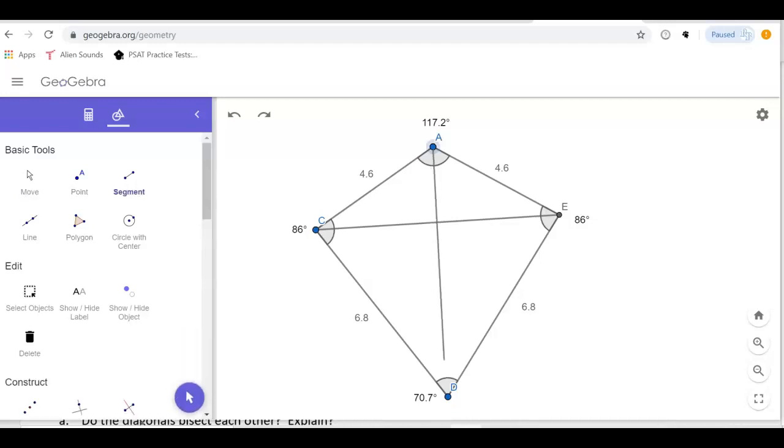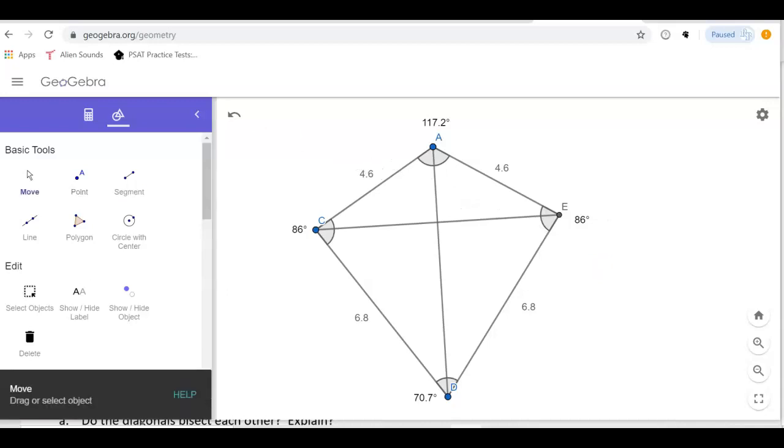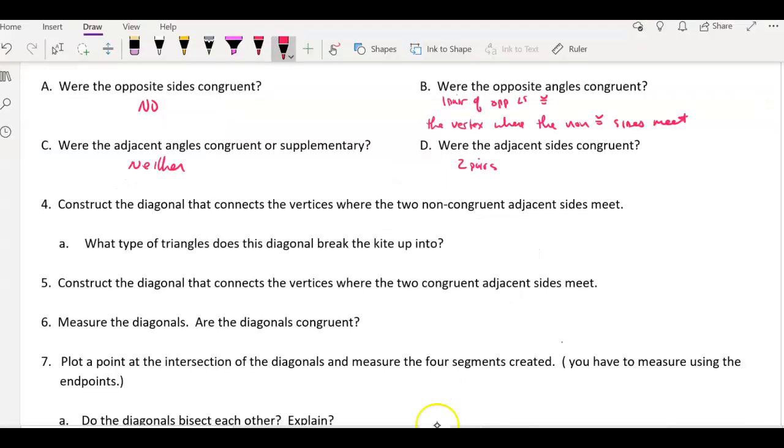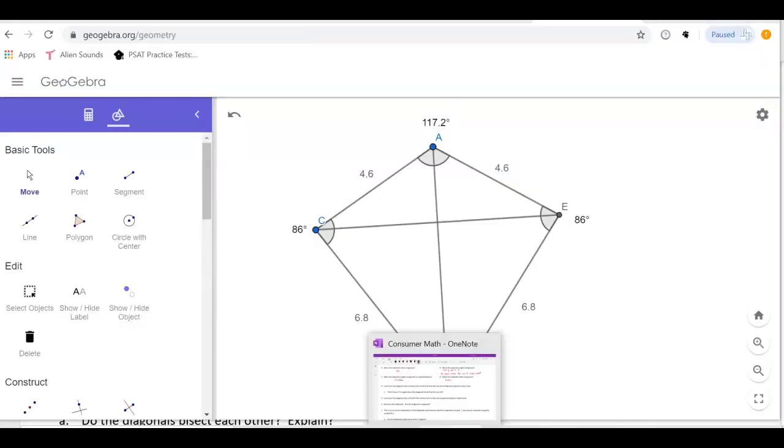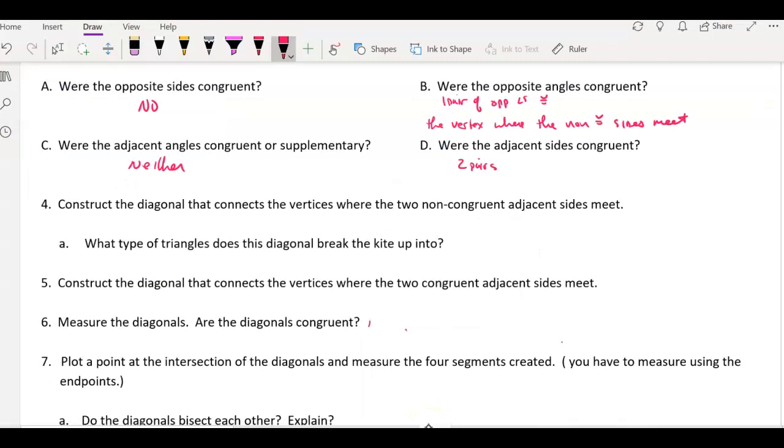Now, when I draw this one in, right? Now, I do not get isosceles triangles here, right? But when we look at this, right away, it says construct the diagonals. Are they congruent? Well, first off, do they look congruent? No. So I'm not even going to measure them. I'm just going to say, no, they are not congruent.